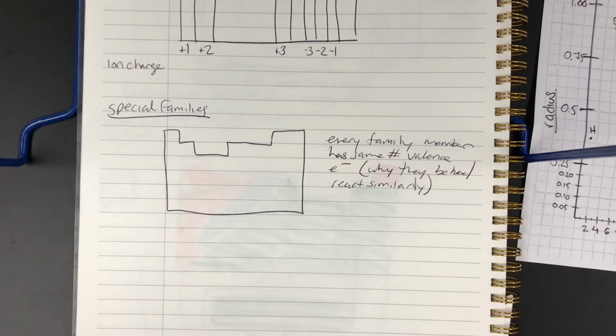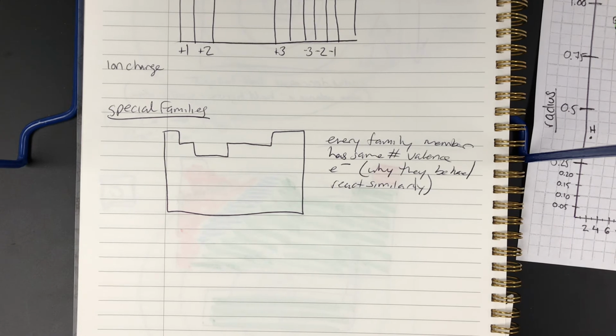So every family member has the same number of valence electrons, which is why they behave or react similarly, why they have so many of the same characteristics.